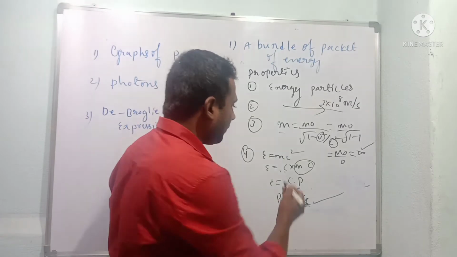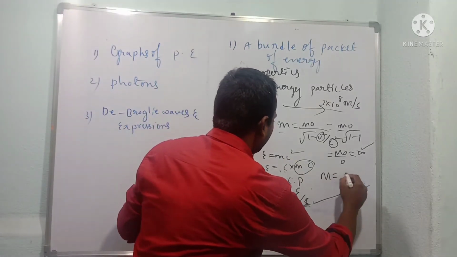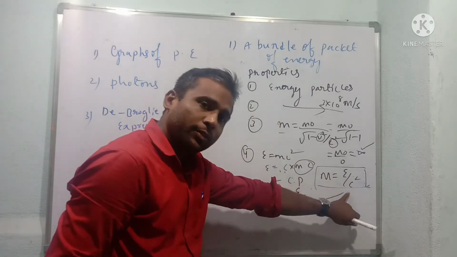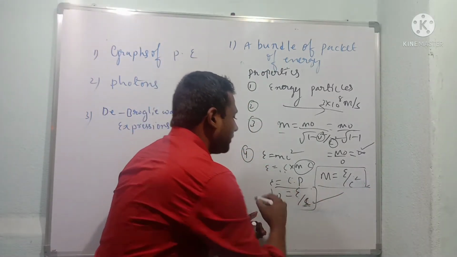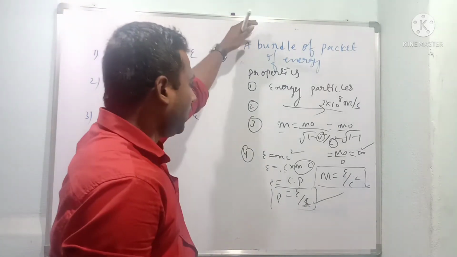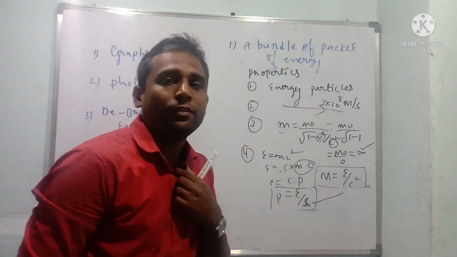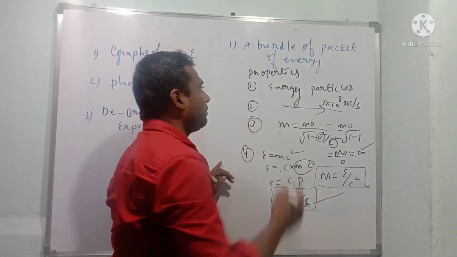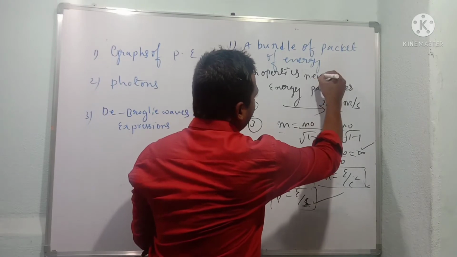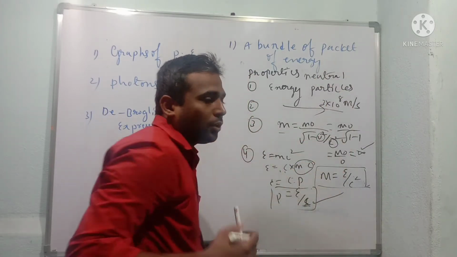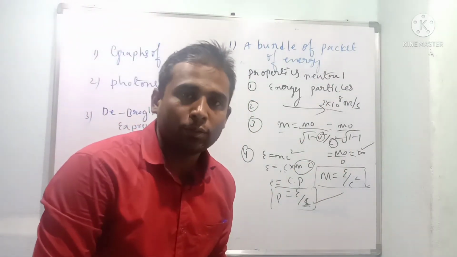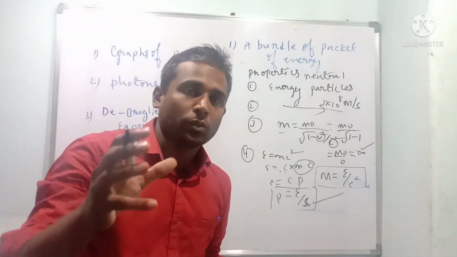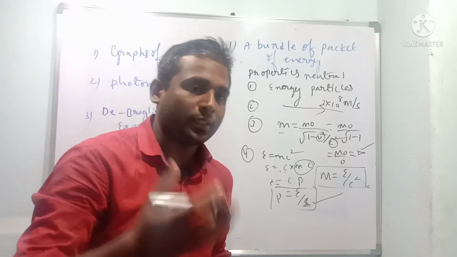Now again, I want to find mass, that is, the kinetic mass is equal to E by C square. Very important, dear students: m is equal to E by C square, and P is equal to E by C. Okay, so this is all about the various properties of photons. And remember, a very important property is that it is a neutral particle, meaning they do not contain either positive charge or negative charge. So this is all about the properties and definition of photons. They are nothing but energy particles.